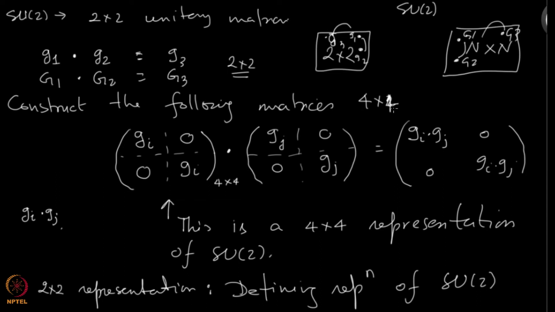So, there was a mistake here. Construct the following matrices, which are 4 cross 4 matrices. Right now the small gi's are 2 cross 2 matrices. So, I am imagining I have put a 2 cross 2 SU2 matrix here and the same 2 cross 2 SU2 matrix there, and put a 0 here. These zeros are basically 2 cross 2 null matrices. So, this entire matrix is 4 cross 4, and if I were to multiply this with this matrix, where again I have put 2 cross 2 matrices here and 2 cross 2 matrices here, then you can see that what you will get is this.